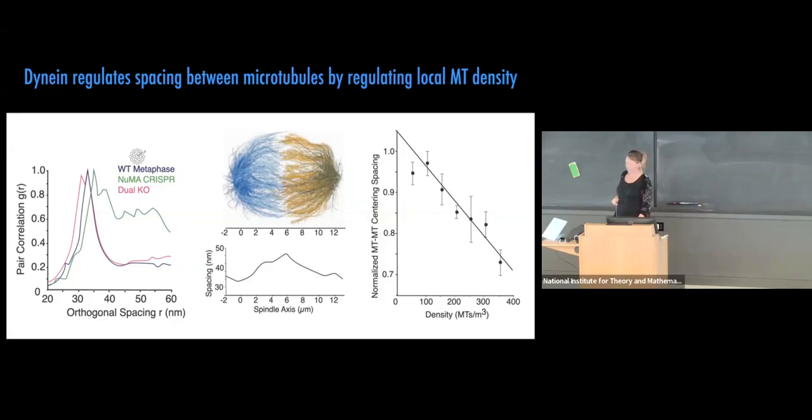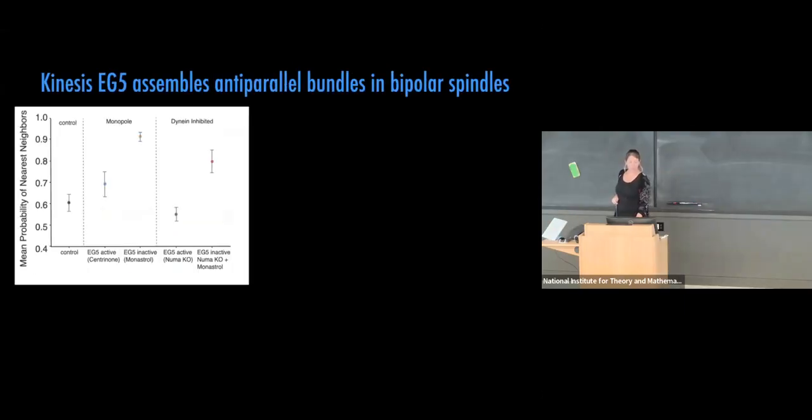So now comes the more interesting part. The other thing is that if we look at the polarity of microtubules in the spindles that are co-depleted of kinesin and dynein, we can actually see that the microtubules here become way more parallel, right?